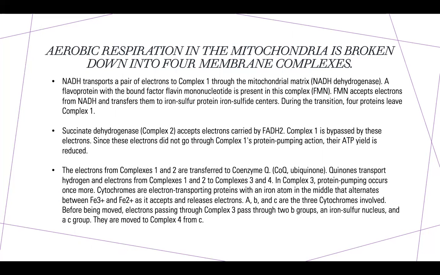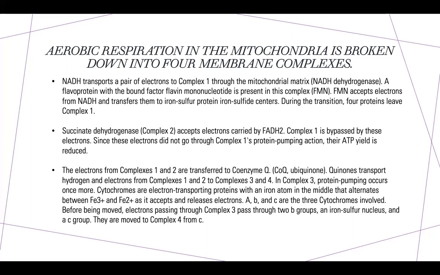Succinate dehydrogenase, complex 2, accepts electrons carried by FADH2. Complex 1 is bypassed by these electrons. Since these electrons did not go through complex 1's proton pumping action, their ATP yield is reduced. The electrons from complexes 1 and 2 are transferred to coenzyme Q, CoQ, quinones, which transport hydrogen electrons from complexes 1 and 2 to complexes 3 and 4.